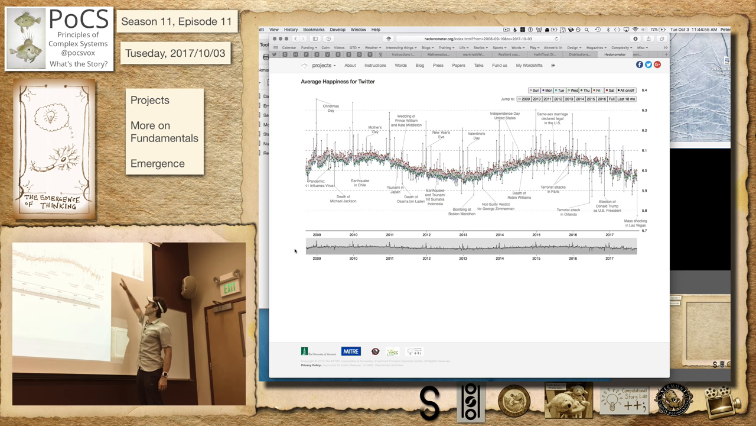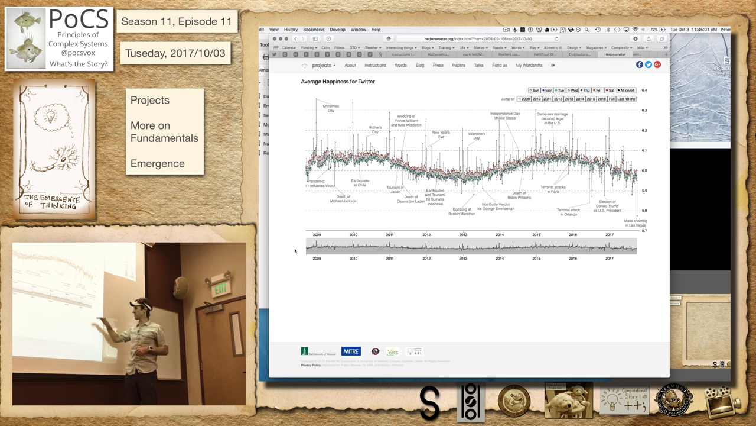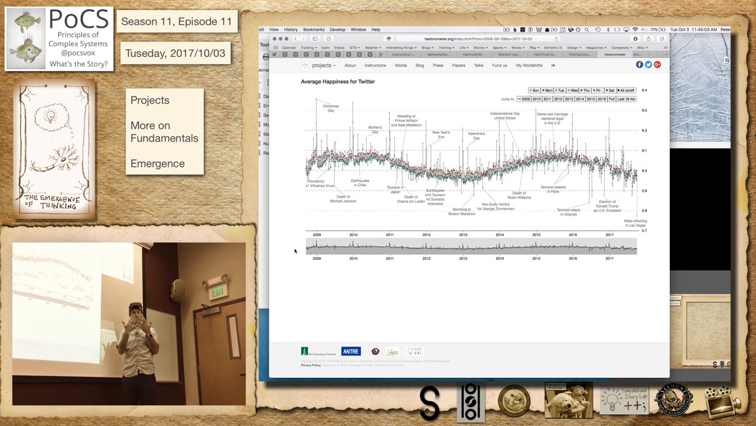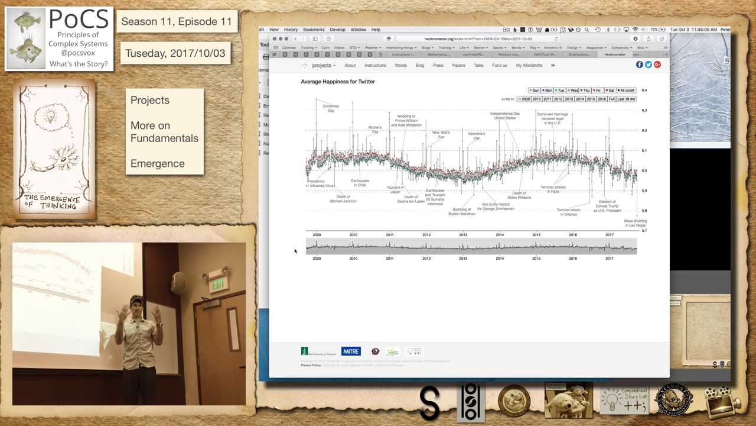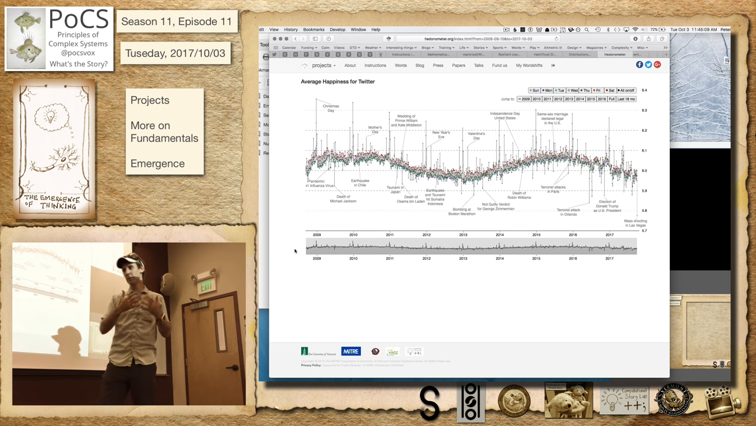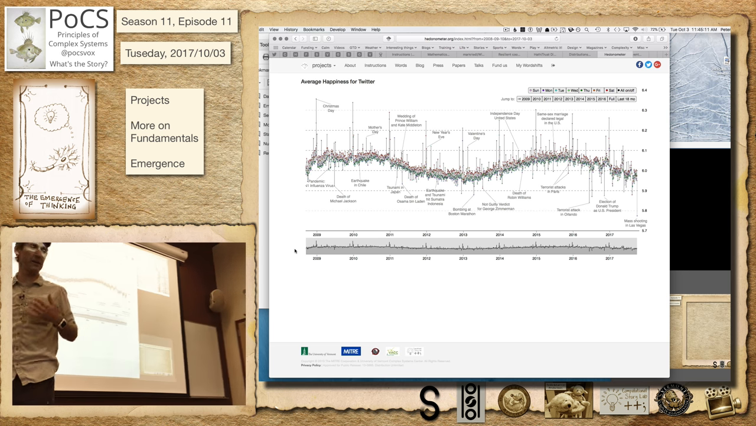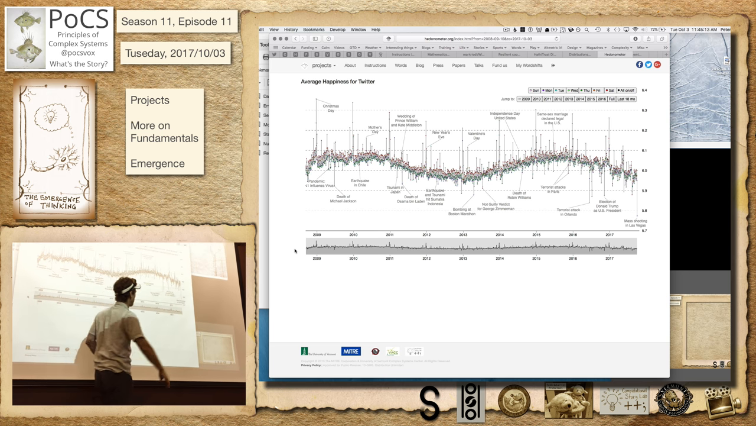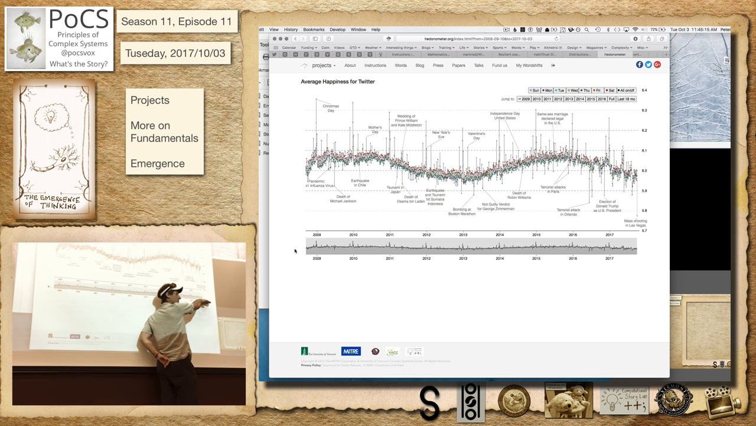This is a 1 to 9 scale. 1 means completely negative, 9 means completely happy. 5 is neutral, so it's like 2 Likert scales, 2 five-star scales stuck together. One end is about how happy it is, the other is how negative it is. It's very hard for things to go below neutral, as it turns out.